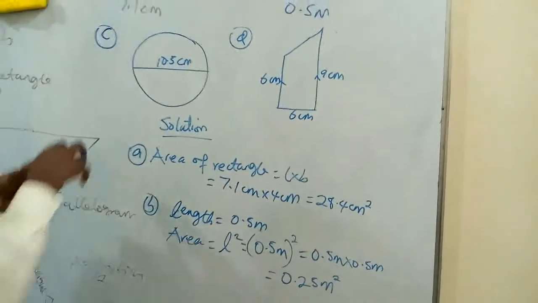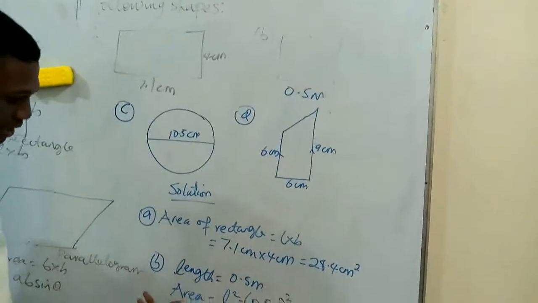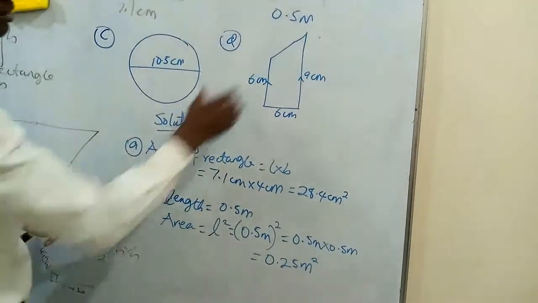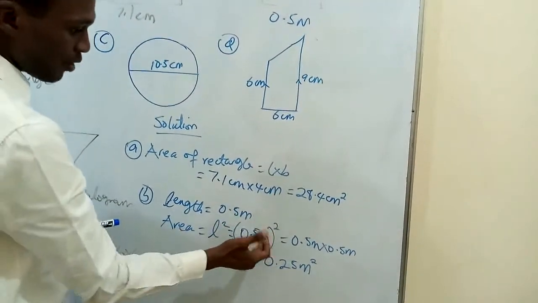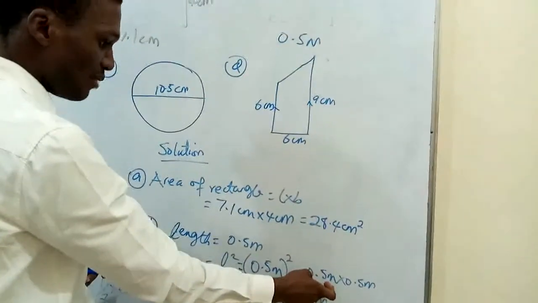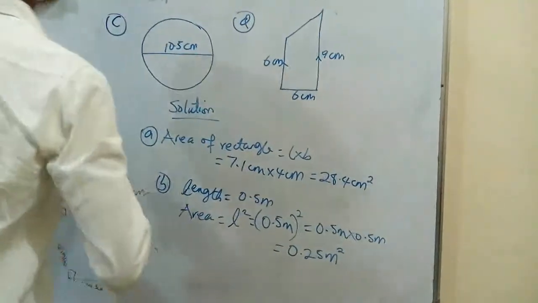Let's calculate the area of a square with side 0.5 meters. And we say that the area of a square is given as length squared or side squared. So we are given a length of 0.5 meters. So we square it. 0.5 meters all squared means we multiply it by itself. 0.5 meters times 0.5 meters. And that gives us 0.25 meters squared.